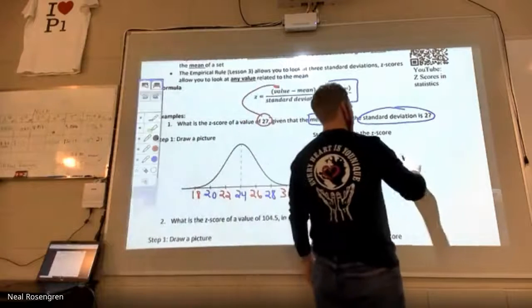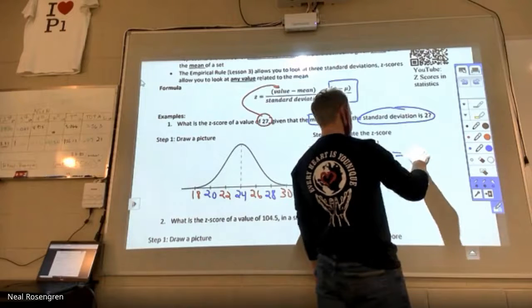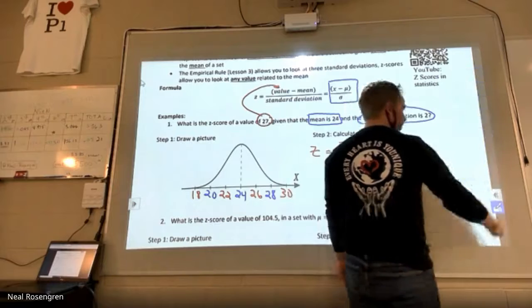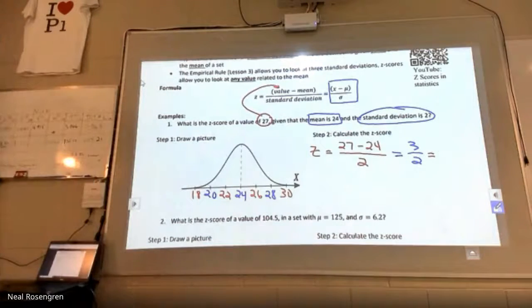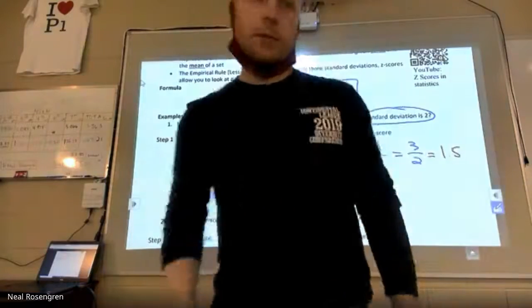We have to put those numbers together on top. So here, let me switch colors. I'm going to do a step of work here. 27 minus 24 is 3. And then we're always going to write the decimal: 1.5, perfect.